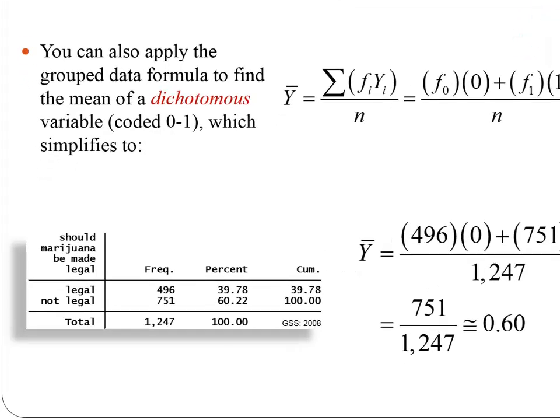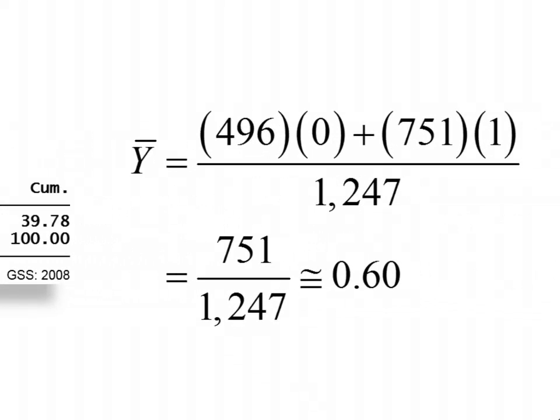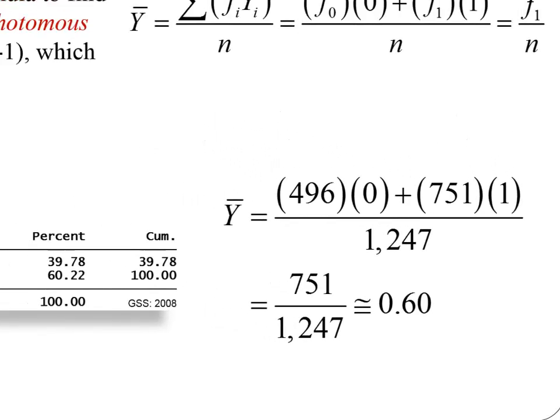The GSS asked a question about whether marijuana should be made legal or not. And in 2008, approximately 40% responded legal and approximately 60% responded not legal. So I can calculate my arithmetic average for this variable as being 751, the number of people coded ones, divided by 1,247, the total number of people who responded, and there's my average, 0.6.